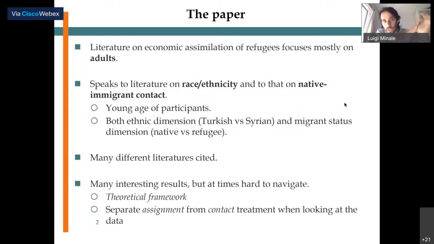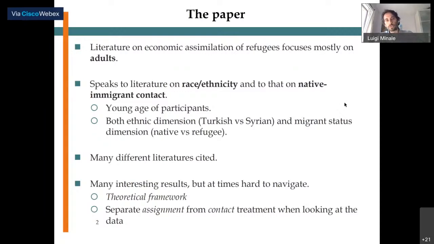So I think this is a very interesting paper. We usually say that when we discuss a paper, but this is really the case because the topic is particularly relevant. I think there is a big gap in the literature that looks at the economic assimilation of refugees, which usually focuses on adults. While we know that intervention at the very early stage might have an important impact, we know very little about what fosters assimilation of children in school age. So in this sense, this paper is very welcome.